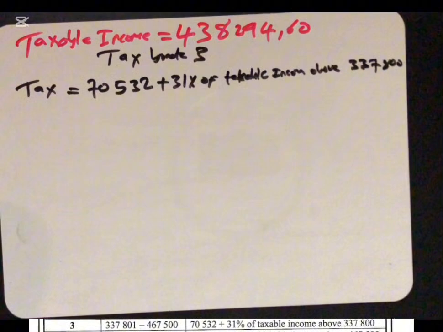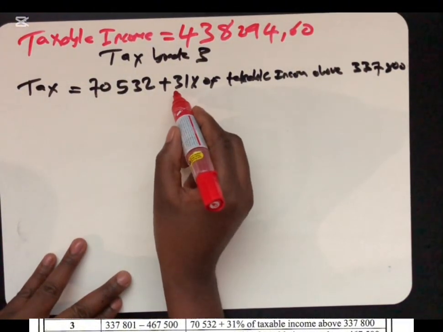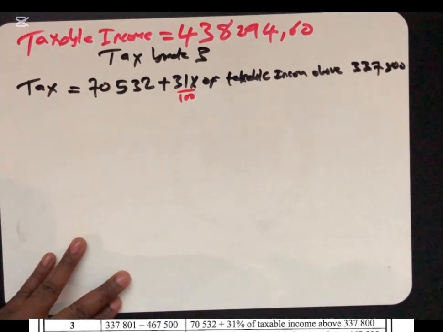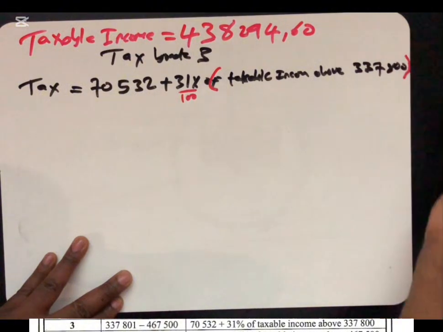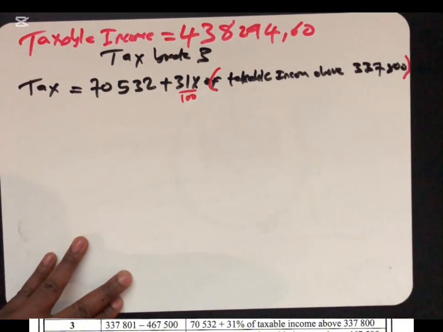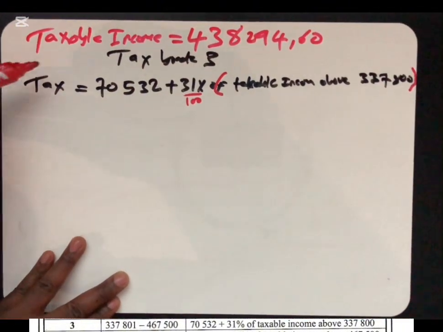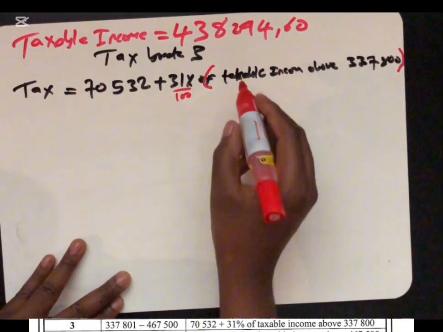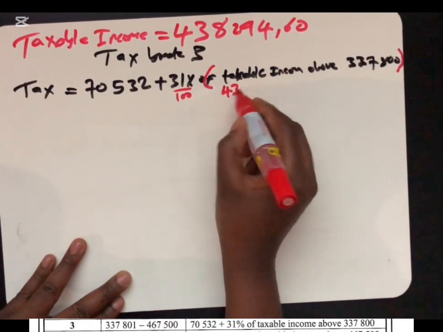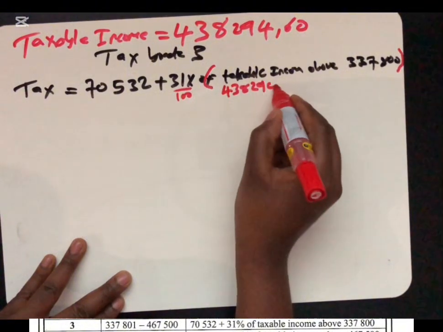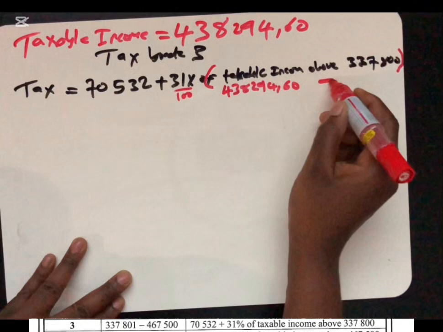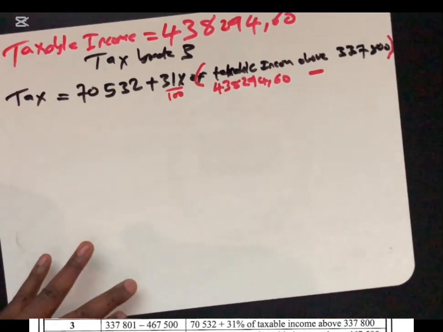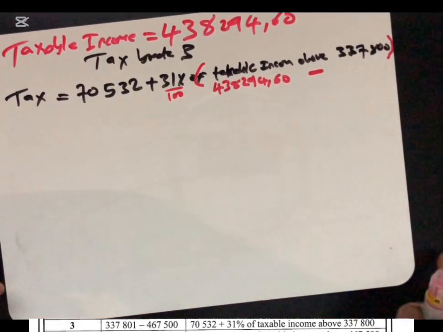Then you take your pencil. Now you are going to change things. Where you see percentage, you write divide by 100 with a pencil. Where you see the word of, you open the bracket, then close the bracket on the other side. Where you see the words taxable income, which you have calculated, you write 438,294.16. Where you see the word above, you write minus with a pencil. Everything that I've written here with a red pen, you'll be doing it with a pencil.